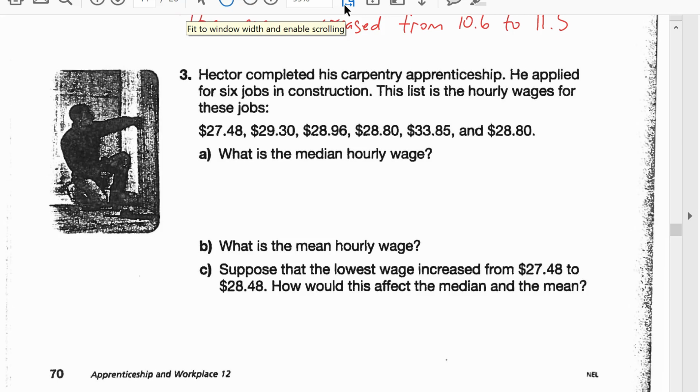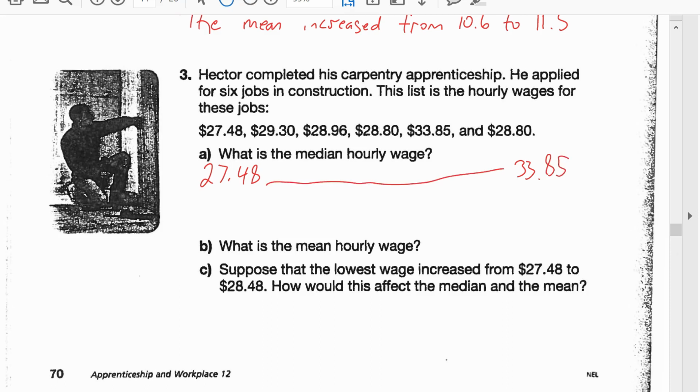So smallest would be 27.48. And biggest would be 33.85. So put the rest in here from this part. Circle the middle. You're going to have 2 values, so add the 2 values and then divide them by 2, just like we did in the previous, to get the answer.